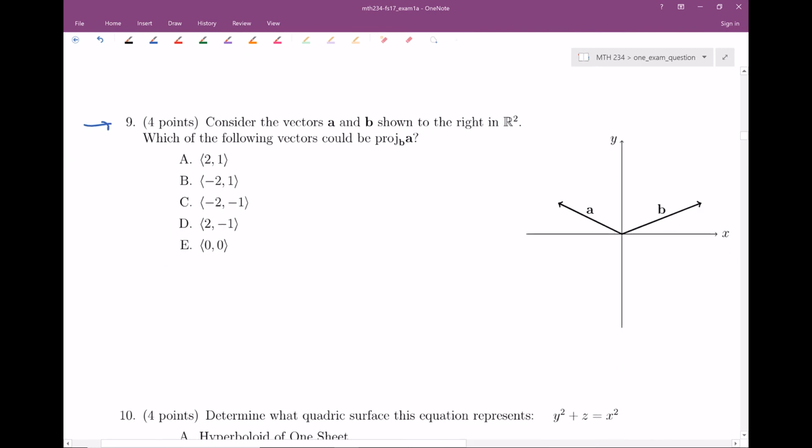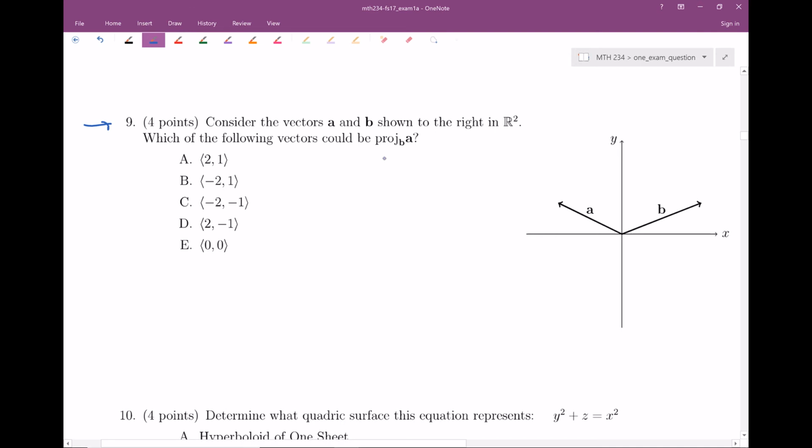You really have to understand what the projection of A onto B is in order to get this problem correct. And that's because the vectors A and B aren't given to us. We have a general sense of directions, of maybe where they're headed, but we don't have their actual coordinates, right? We just see B is headed this way, A is headed this way, and we want to know which of the following could be the projection of A onto B.